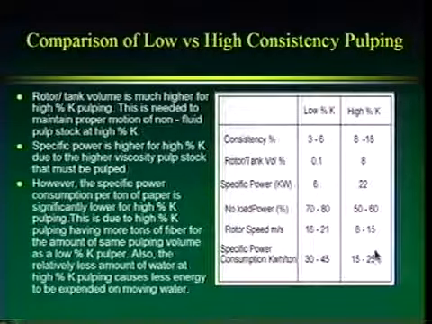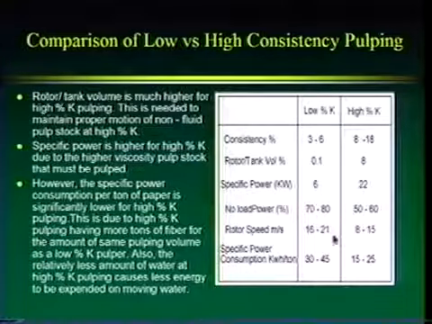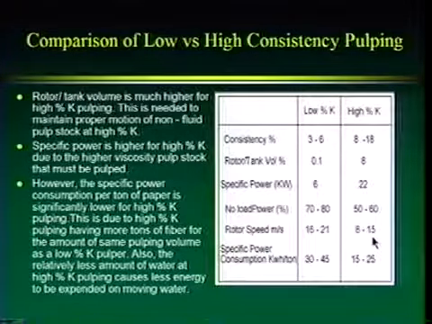The rotor speed also, I'll just mention, 16 to 21 meters per second, so that must be a tip speed of the rotor, versus 8 to 15 for the high consistency pulper. So what that says is that the rotor in the high consistency pulper is moving a little bit slower.